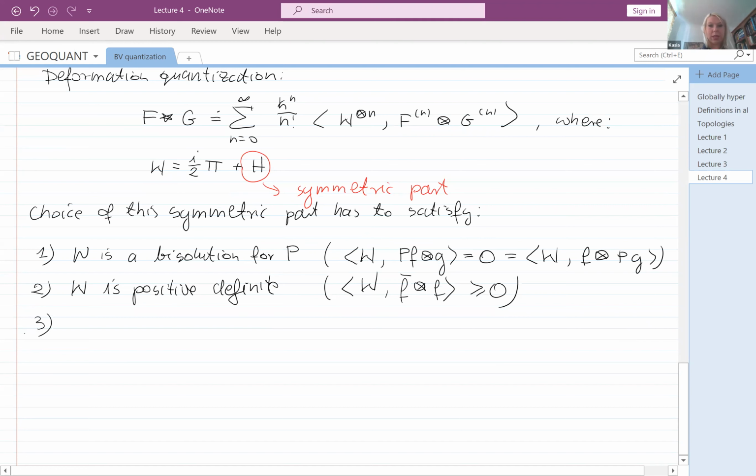Next, the next one is analytic, and I'm just going to state it and send you to some references. So the singularity structure of W has to be not too bad. So there is a condition on the wavefront set of W. This is called the microlocal spectrum condition.